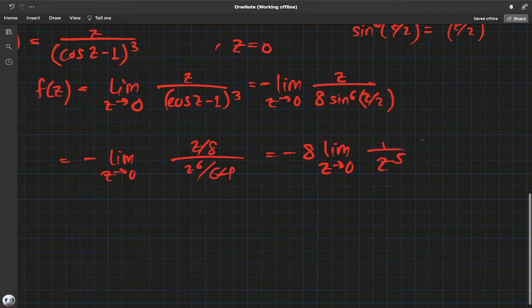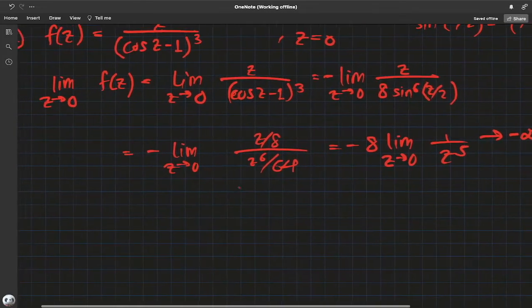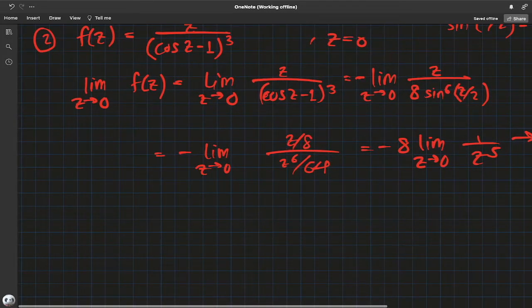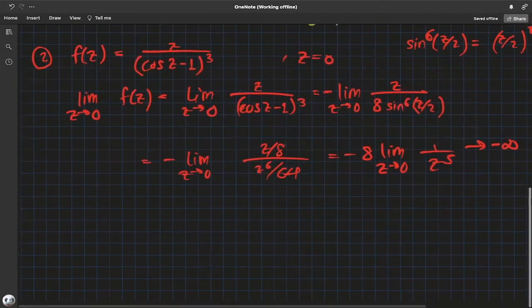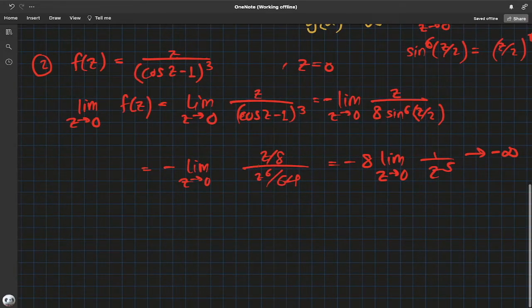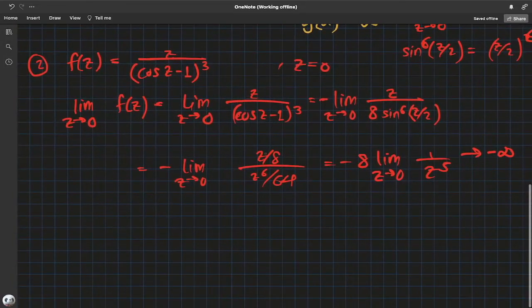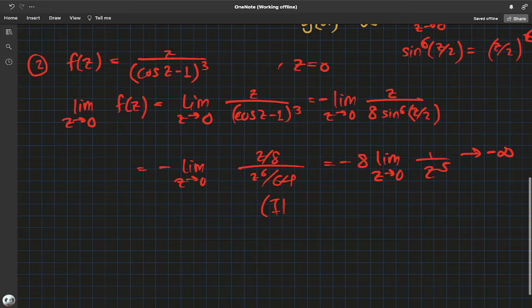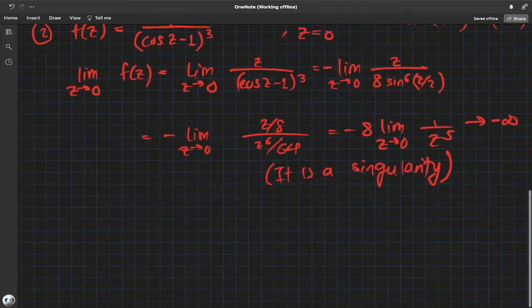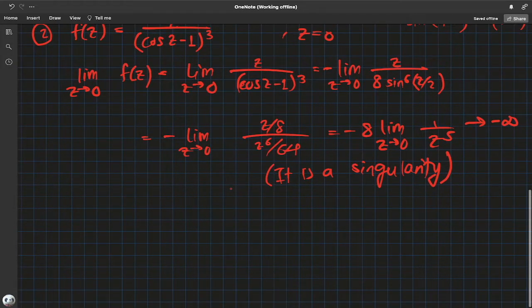1 over z to the 5th, which diverges to negative infinity. So even this is not a pole of order 1. I'm sorry, we weren't even checking for a pole of order 1. This is to confirm that it is a singularity. And now let's check for pole of order 1.